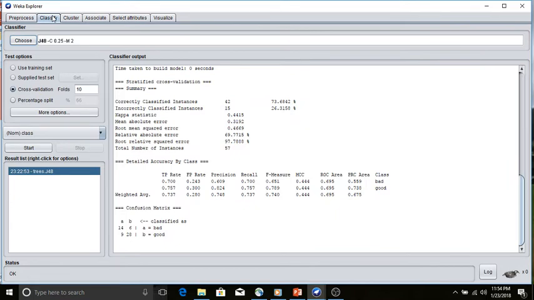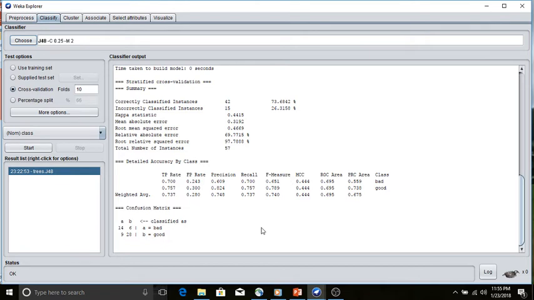Okay, so if I have loaded that dataset and now I go to the classify panel, I set it up for J48 and I run a cross-validation experiment. If I scroll down in the result buffer, as you see here, we're going to be looking at what's in this very bottommost portion of the result buffer that includes the detailed accuracy by class and the confusion matrix.